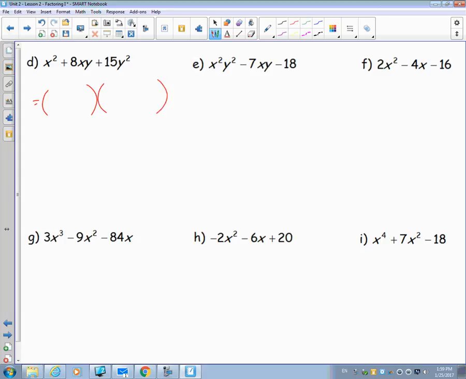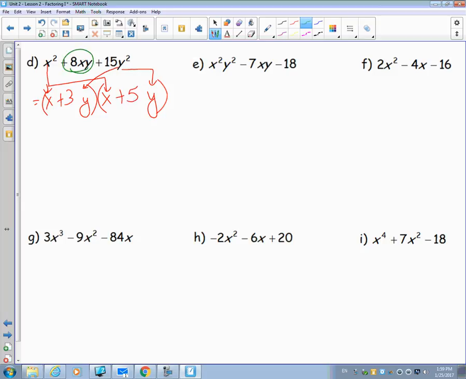I like to take care of the letters first. In order to get an x squared, I need to have an x and an x, right? That's how that comes about. To get a y squared, I need to have a y and a y. Then I don't have to worry about the letters anymore. What adds to 8 and multiplies to 15? Well, 3 and 5.